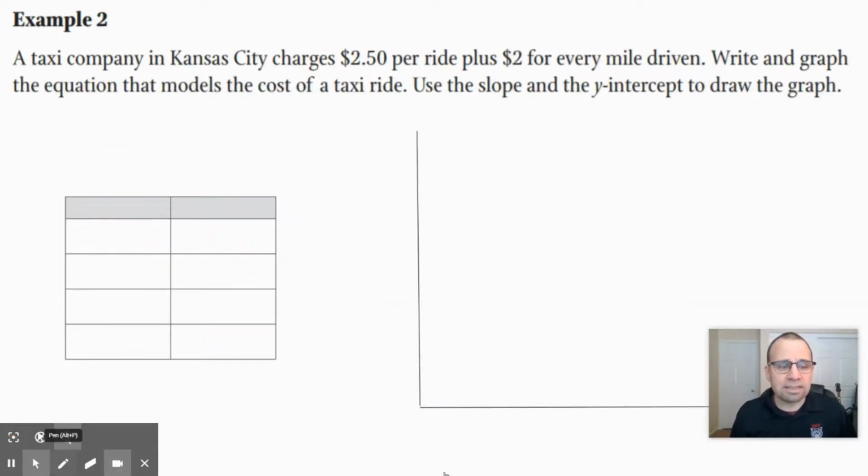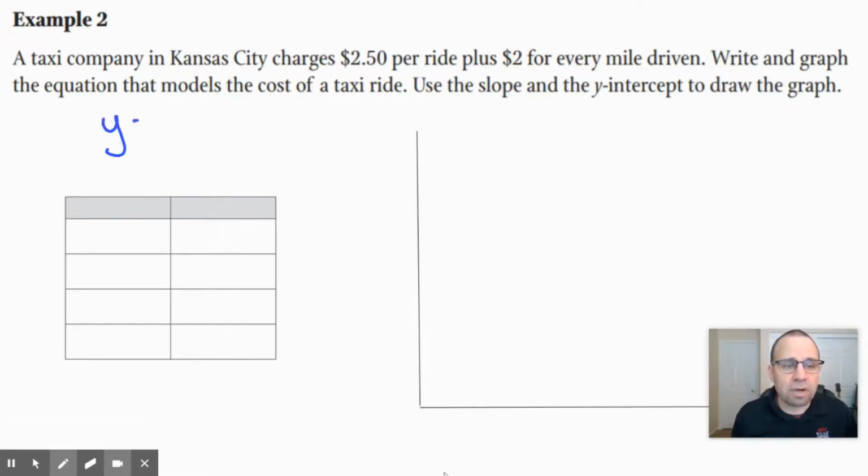A taxi company in Kansas City charges $2.50 per ride plus $2 for every mile driven. Write and graph the equation that models the cost of the taxi ride. Use the slope and the y-intercept to draw the graph. Okay, so this one doesn't say make a table of values, but I want you to do it anyway. Okay?